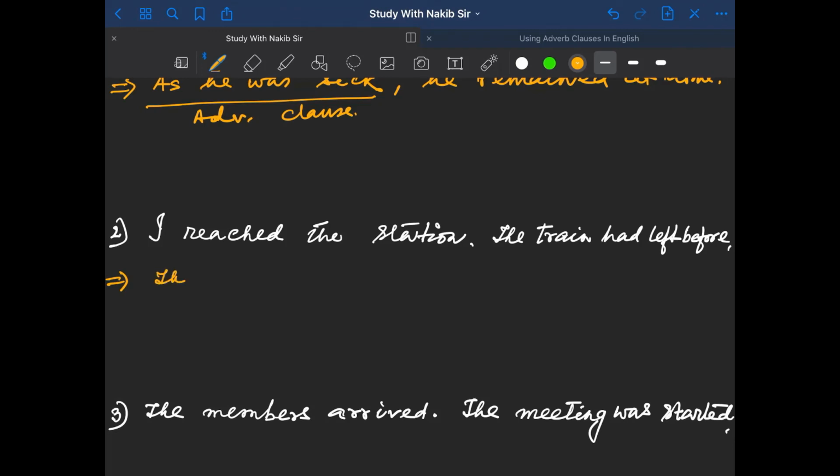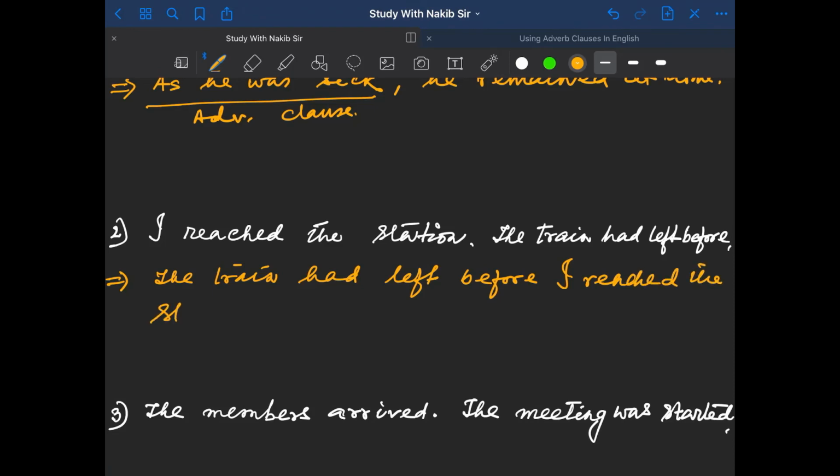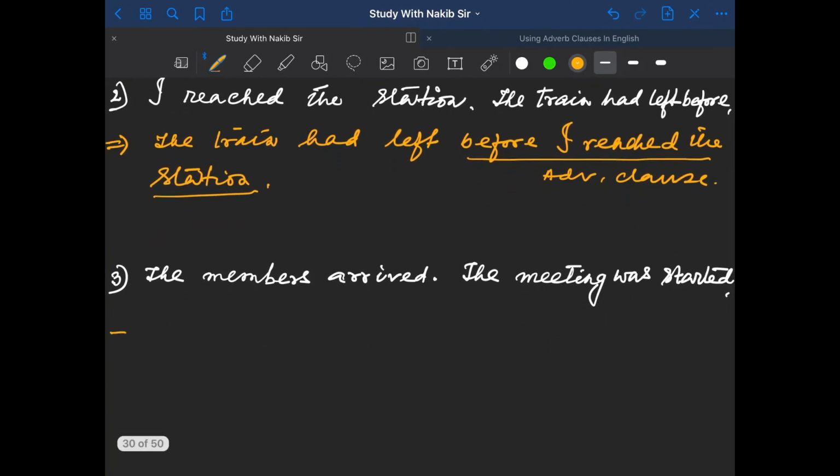The train had left before I reached the station. Before I reached the station. The train had left before I reached the station. So before I reached the station, time, so it is an adverb clause. Adverb clause. Okay. And number 3, the members arrived.